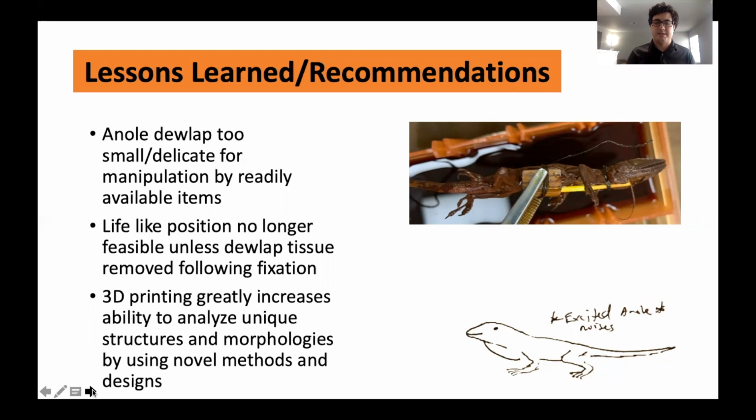A lifelike position is no longer feasible for our dewlaps while fixed unless the dewlap tissue is removed. So too much of that elasticity is lost. It's just an elastic fold that can be pushed out. So once the elasticity is gone, it cannot be opened anymore by regular means. So it has to be removed.